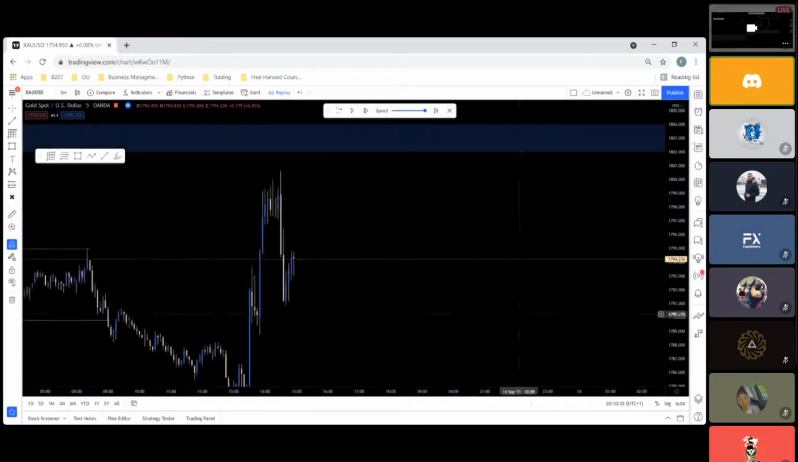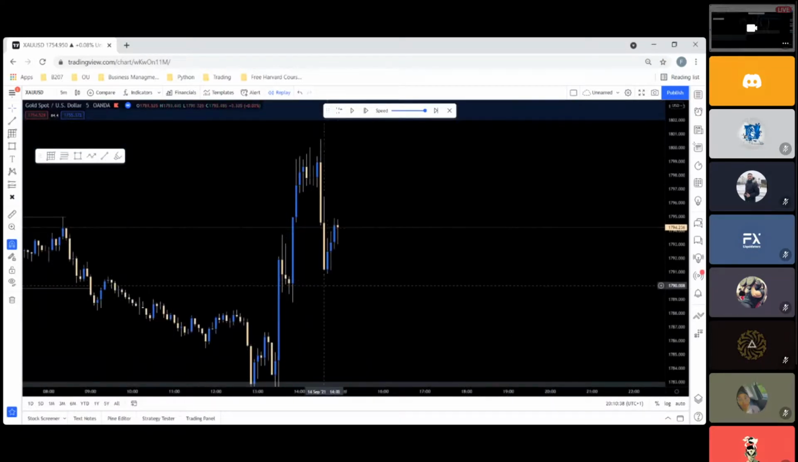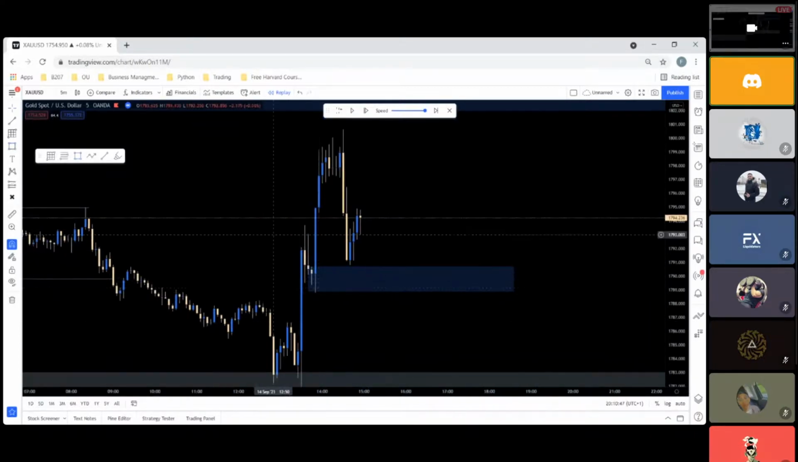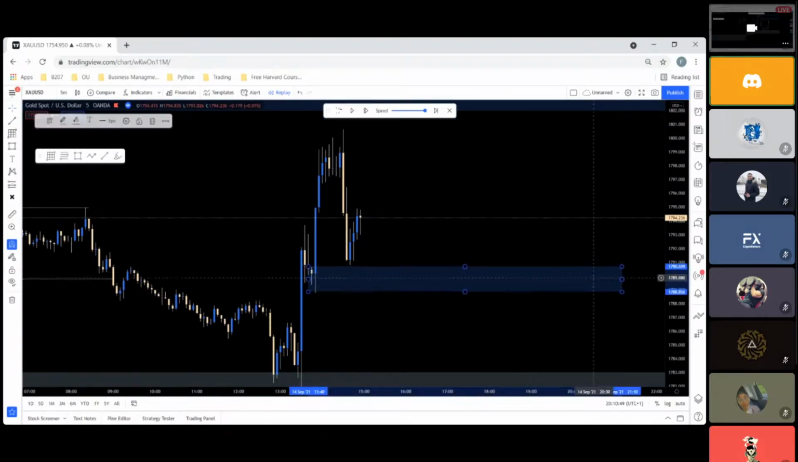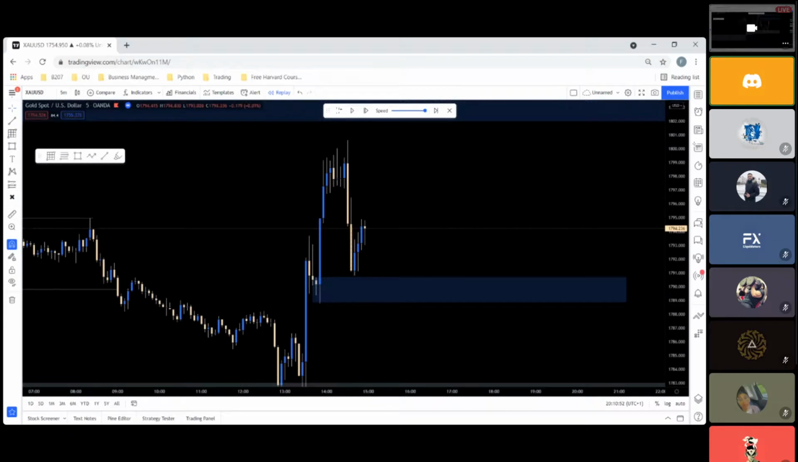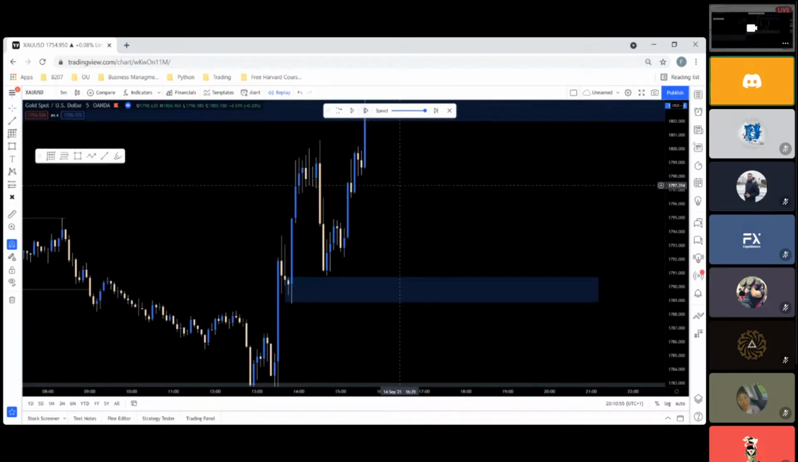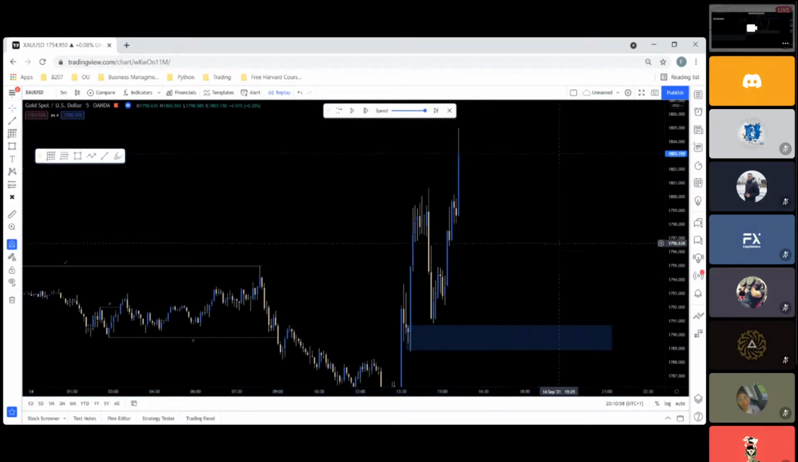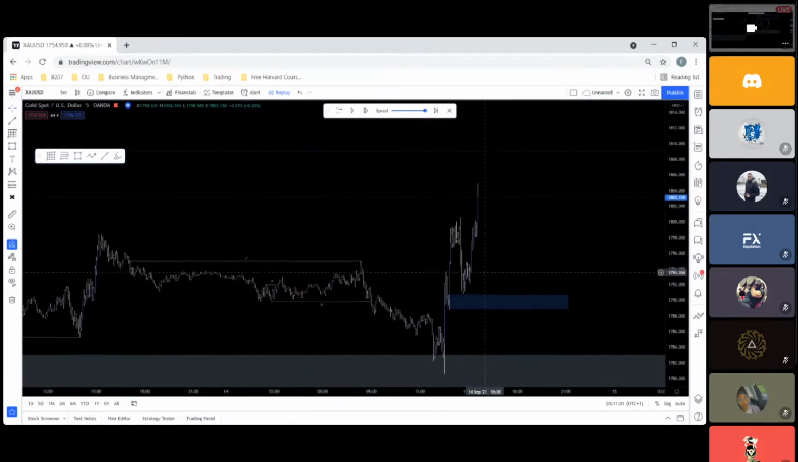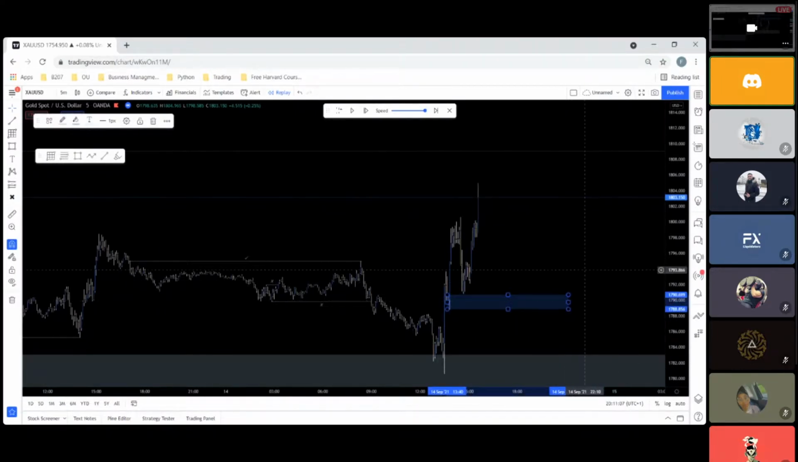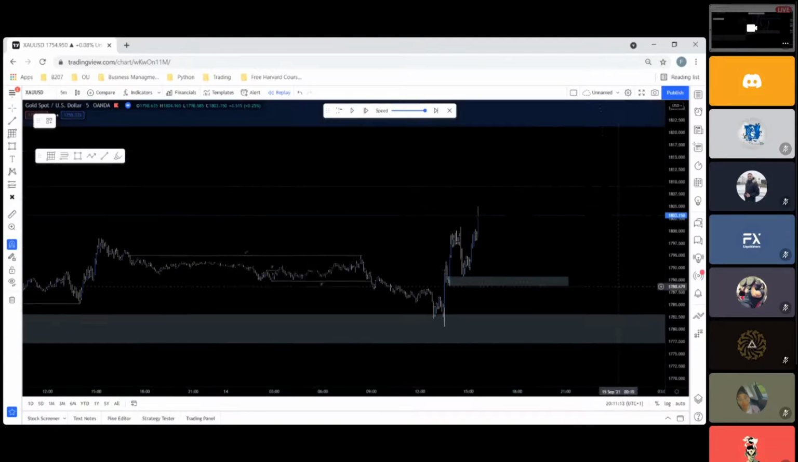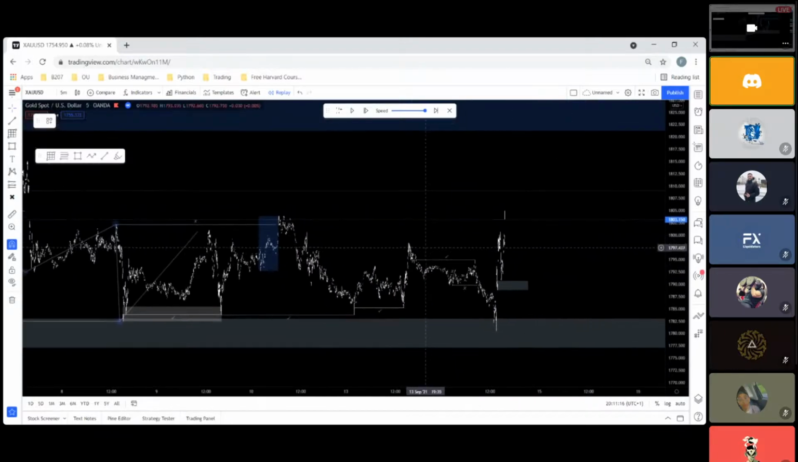What I would do actually though, if I was trading this in the moment, I'd maybe be looking at this zone, see if it gets tapped into, and maybe looking for a 15-second Wyckoff here. But yeah, no, it just flies. So yeah, price is just flying off.